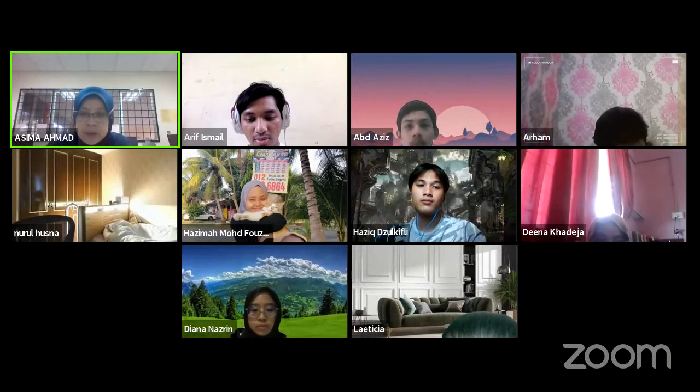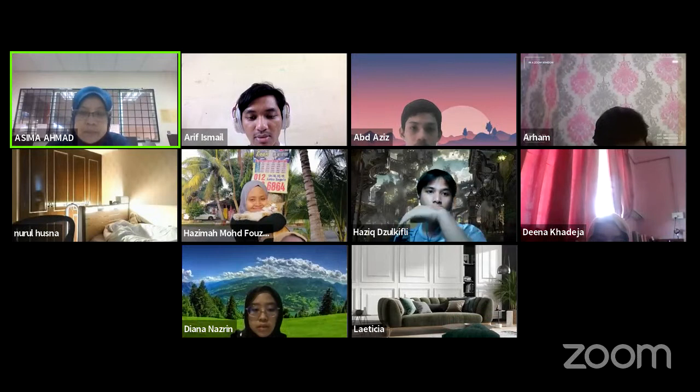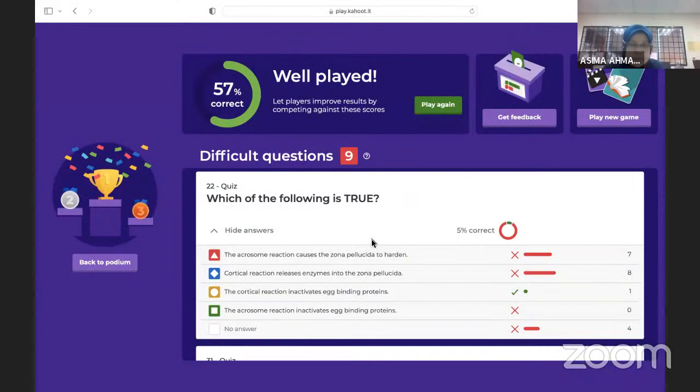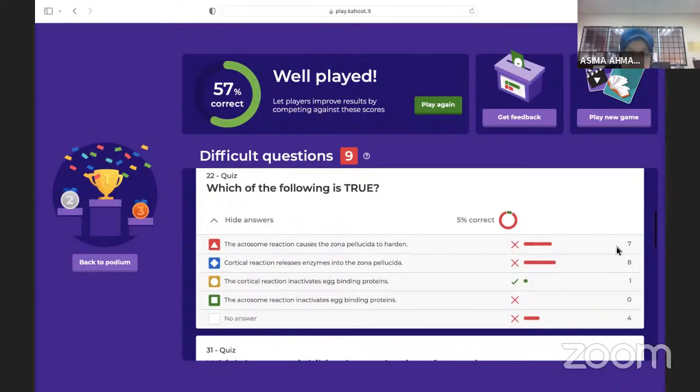Okay, Diana boleh share semula? Okay. So you can add in your notes, the cortical reaction inactivates egg binding proteins. So the binding protein for sperm binding. So cortical reaction also involves inactivation of the binding protein on the surface of the egg cell. So please add this in your notes.